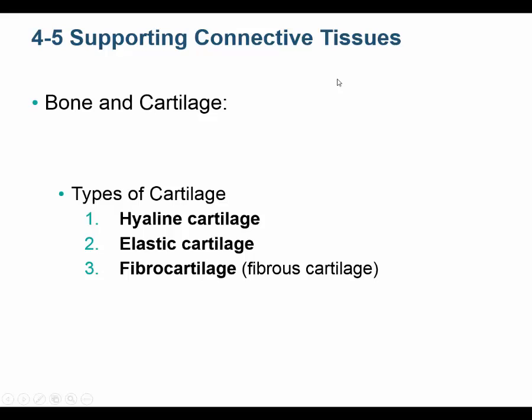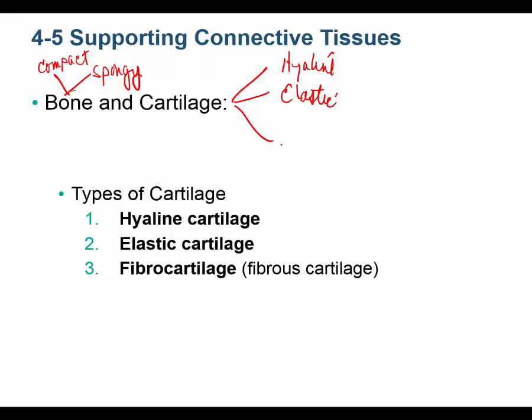Now we have supporting connective tissue, bone and cartilage. We have 3 types of cartilage and 2 types of bone. For bone, we have compact and spongy. For cartilage, we have hyaline, elastic, and fibrocartilage. Let's see which one we do first.